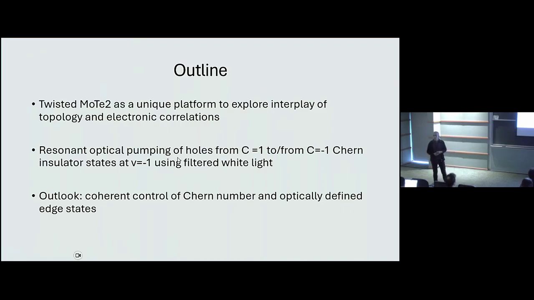Then I'll show you a poor man's optical control, basically how one can change the Chern number of a Chern insulator from 1 to -1 or vice versa, using not a CW laser, but a filtered white light. What we find is that the effect can be rather robust and doesn't require lasers. And then I'll tell you what we intend to do next in terms of coherent control and why this is interesting, as it does allow for defining edges all optically rather than using gate electrodes.